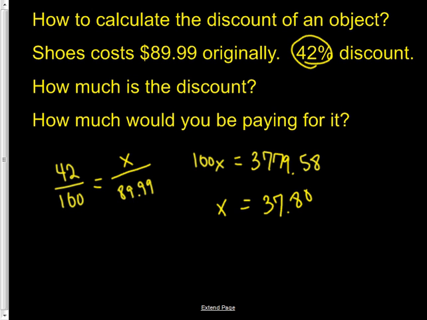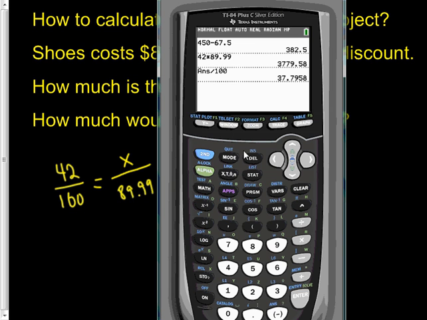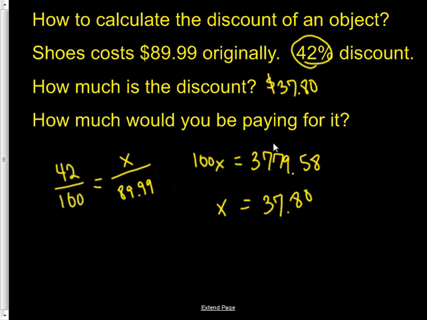So how much was my discount? $37.80. Now we just have to subtract that from the original cost. $89.99 minus $37.80, and that's $52.19 is how much I would be paying for it.